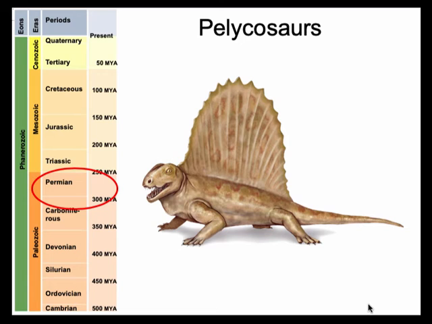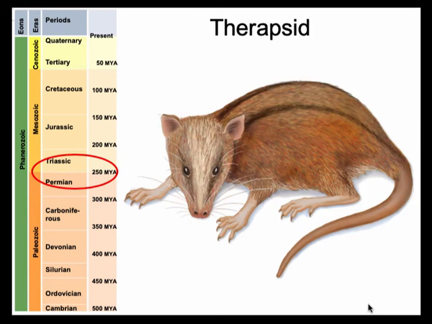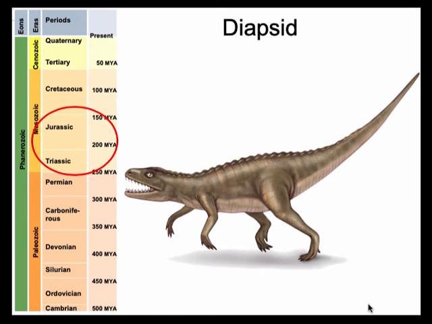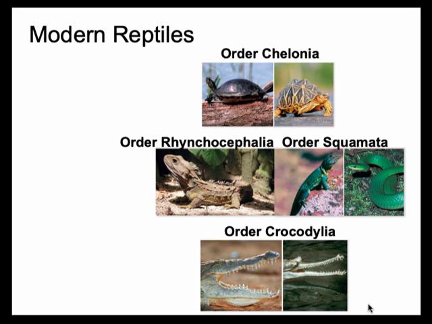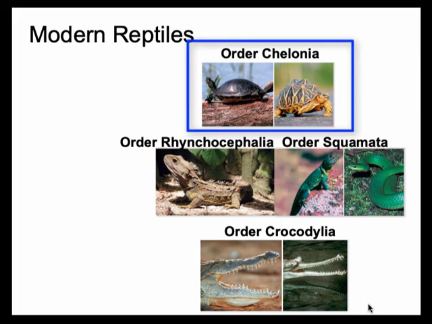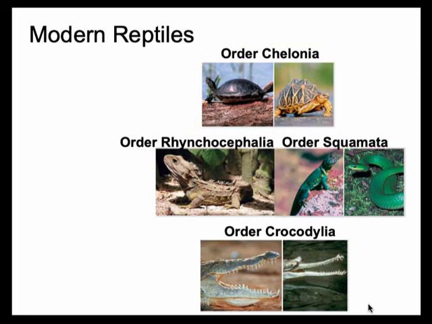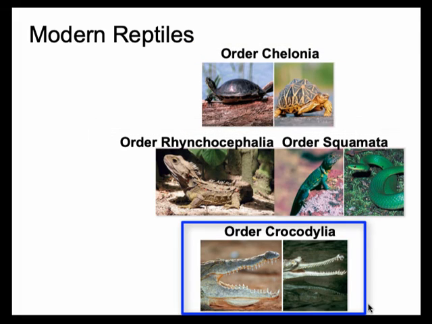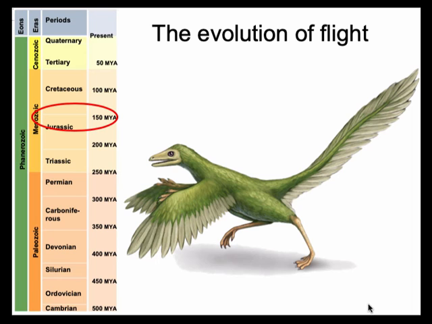These are some of the groups of ancient reptiles that dominated different points in the Permian, Triassic, and Jurassic. Today we have three main groups of reptiles. We have the turtles, the lizards, and the crocodiles. And although most of the dinosaurs went extinct, a group of dinosaurs was able to evolve the ability to fly. They are the ancestors of modern day birds.